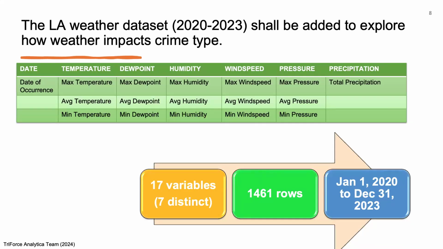So to gain additional insight into the crime type, we shall add the hourly weather data from January 2020 to December 2023 to our crime data set. This weather data has 7 distinct features, namely the date of occurrence, the temperature, dew point, humidity, wind speed, the pressure, and the precipitation. Apart from the date of occurrence and the total precipitation, which are on the extremes of the table, the other 5 features are each grouped into 3 features of maximum, average, and minimum values. The data has 1,461 records. Our next slide, please.